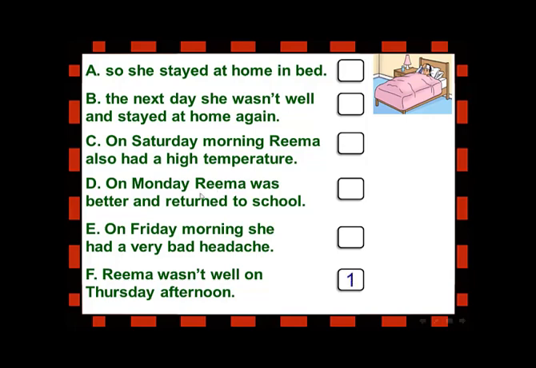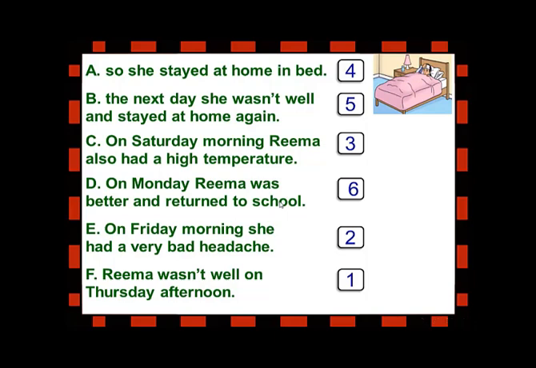Look here. Rima wasn't well on Thursday afternoon. On Friday morning, she had a very bad headache. On Saturday morning, Rima also had a high temperature. So she stayed at home in bed. The next day, she wasn't well and stayed at home again. On Monday, Rima was better and returned to school. So this is the correct order, as you can see on the screen.